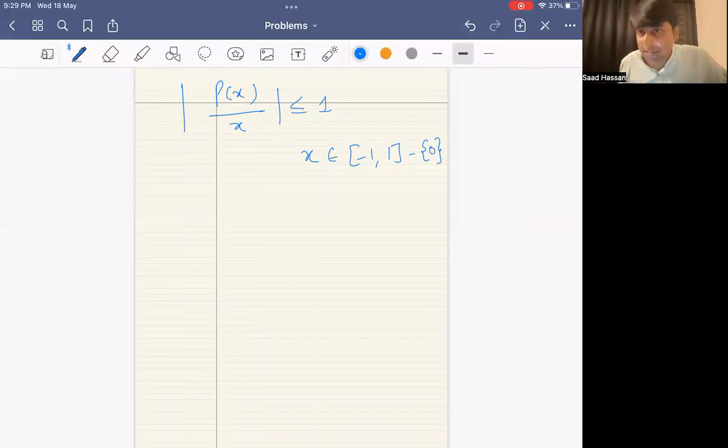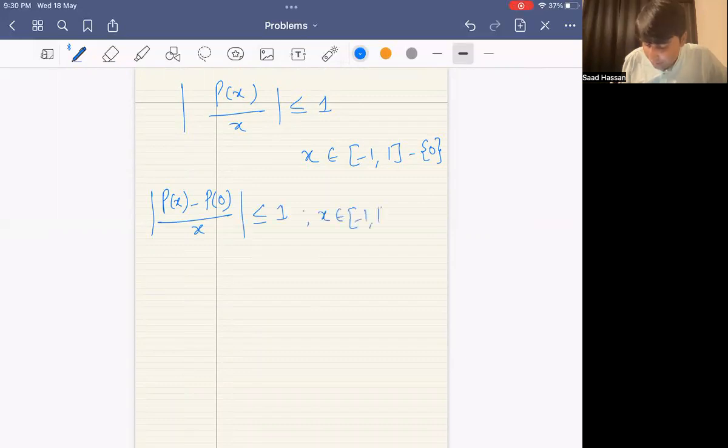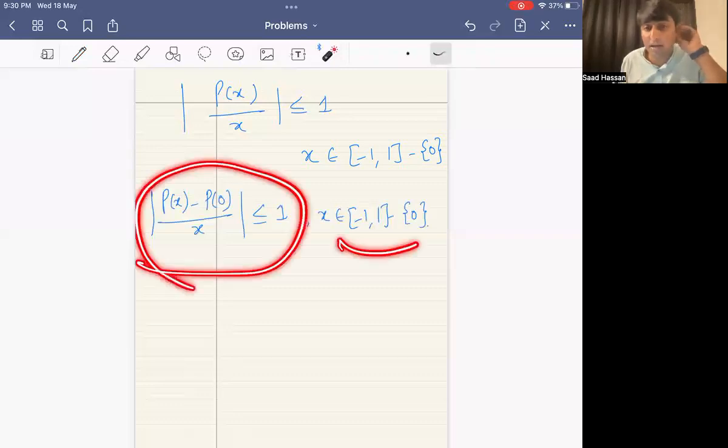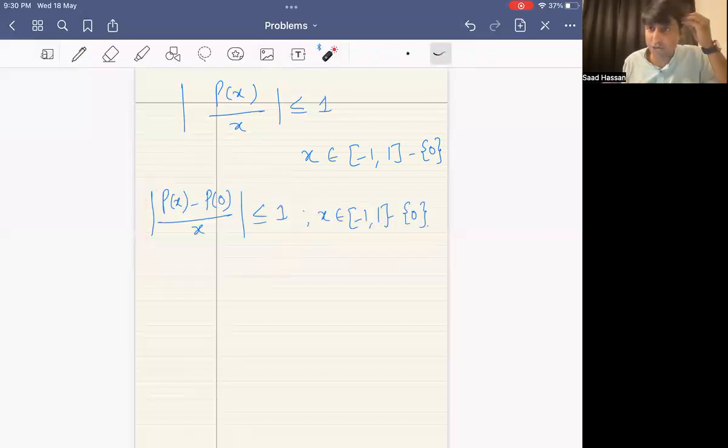I'm going to make some changes in this inequality. Do you agree that this inequality can be written as mod of p of x minus p of 0 upon x is less than or equal to 1 for all x belonging to -1 to 1 except 0? Yeah, that should be obvious, right? So this inequality is valid for all x lying in the interval between -1 and 1, but x shouldn't be 0.